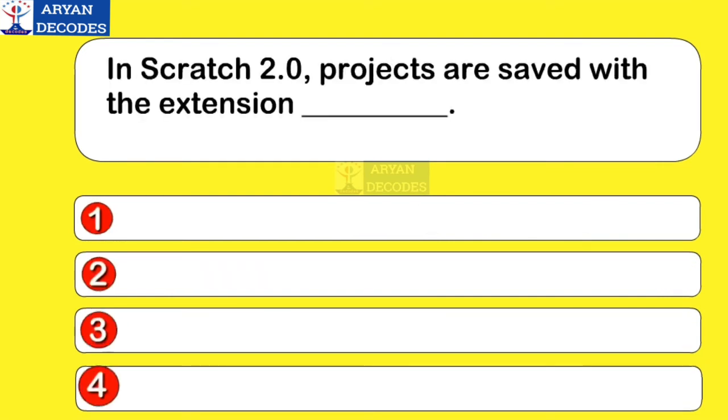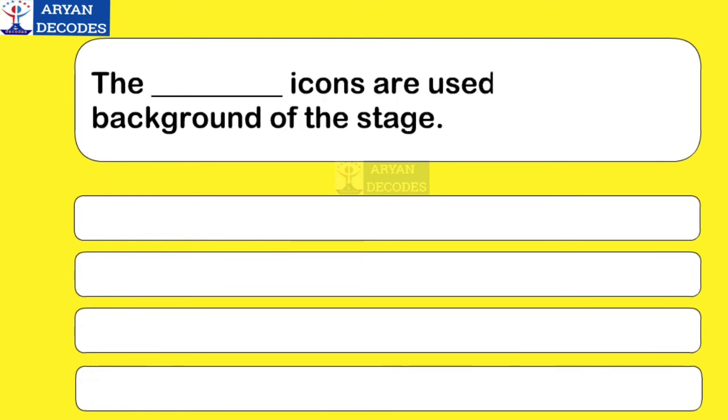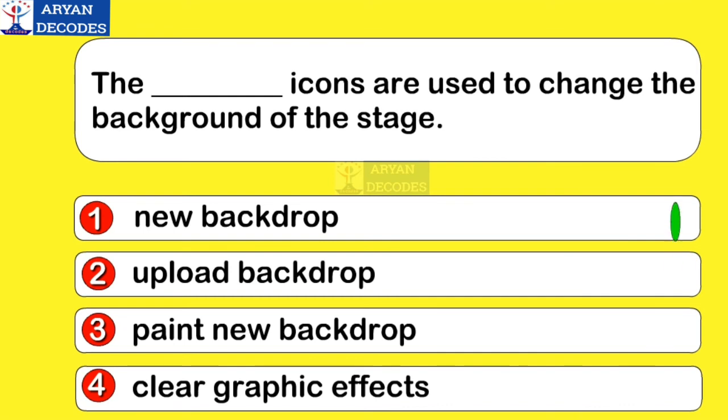In Scratch 2.0, projects are saved with the extension dash. And the correct option is .sb2. Next question. The dash icons are used to change the background of the stage. And the correct option is New backdrop. Now move on to the next question.